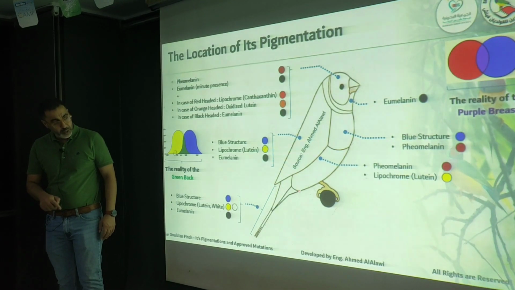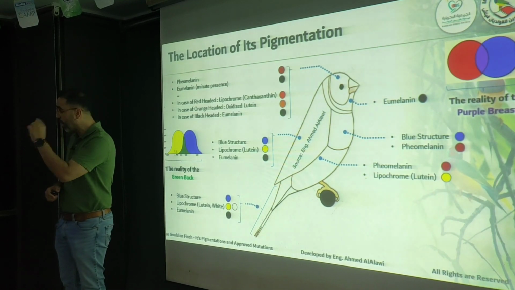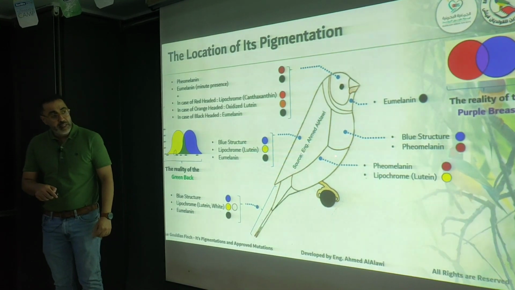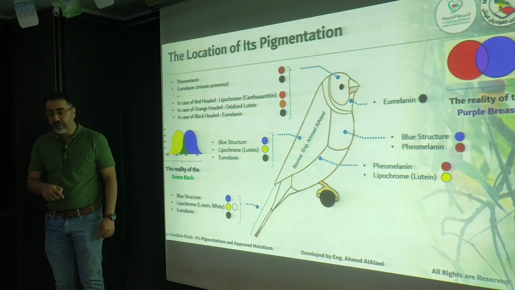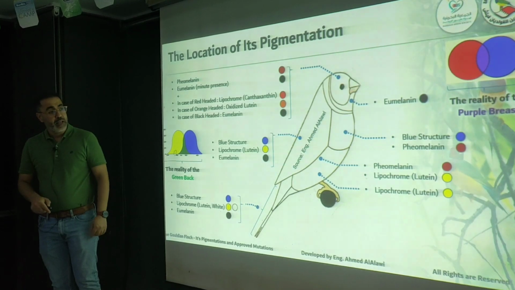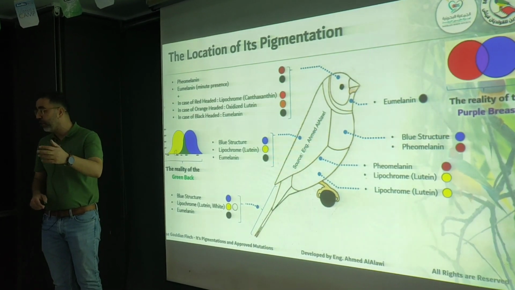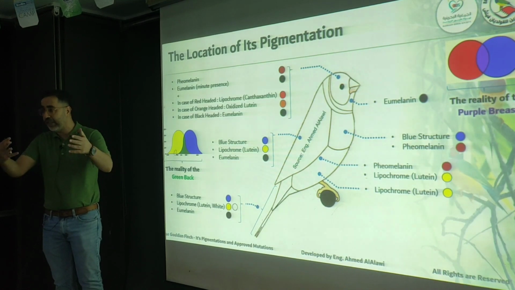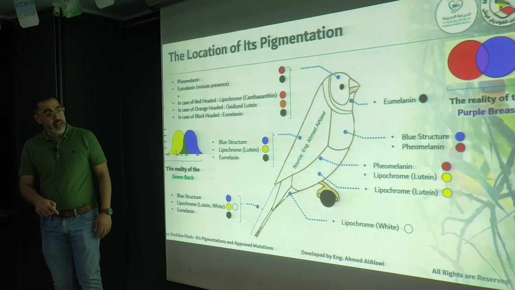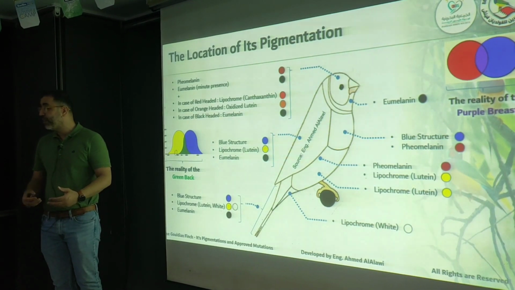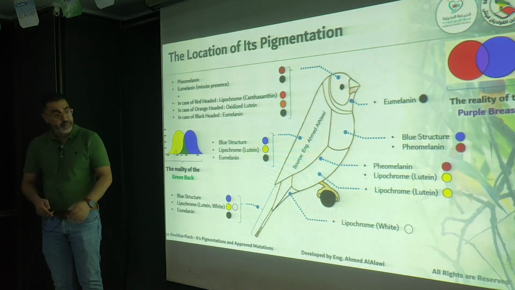We see yellow, but if you pay extra careful attention to a good bird, to a champion bird, you will see that this area of yellow is brighter than this area of yellow. This is just yellow, which we call lipochrome yellow. Lipochrome is a family, lutein is a specific color. And in this area, another lipochrome, in this case, is white. This is the lower tail coverts.